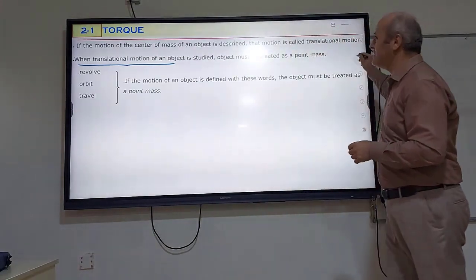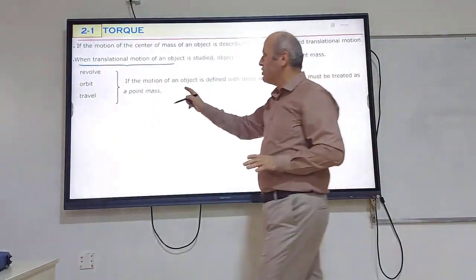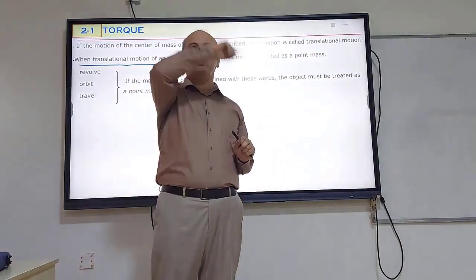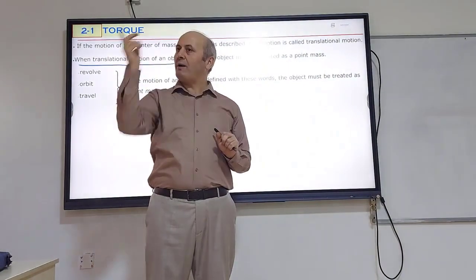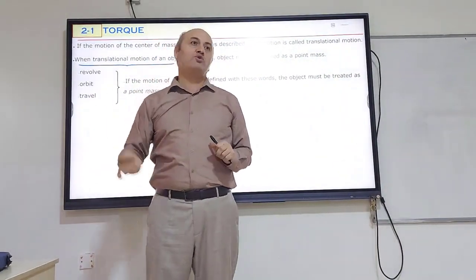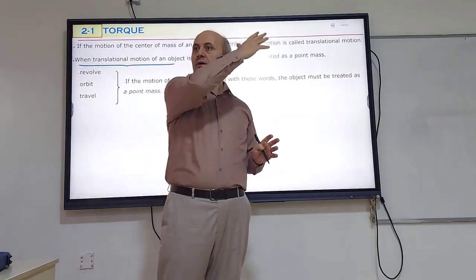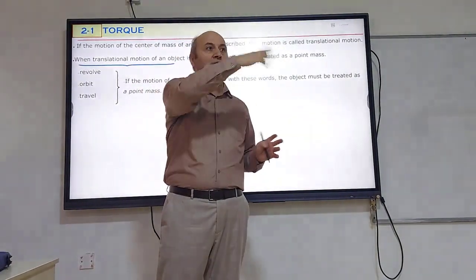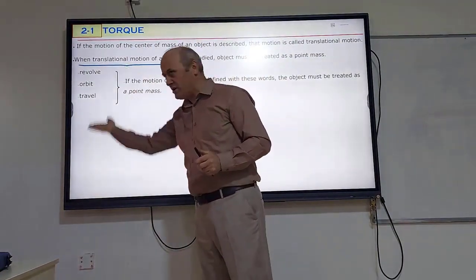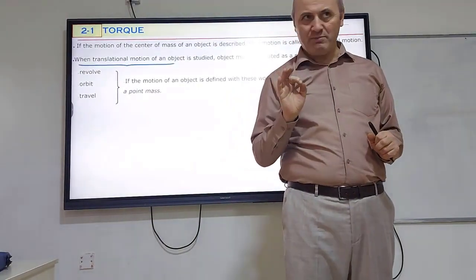And we said that three keywords talk about translational motion. What are they? Revolve, orbit, and travel. Revolve is about circular motion. Orbiting is also about circular motion. It's a kind of translational motion. Travel can be used also for circular motion or any type of motion which is going to go on a path, a straight path or a curved path, we don't care. So when a sentence is described by these three keywords, we are going to treat the object as a point mass.